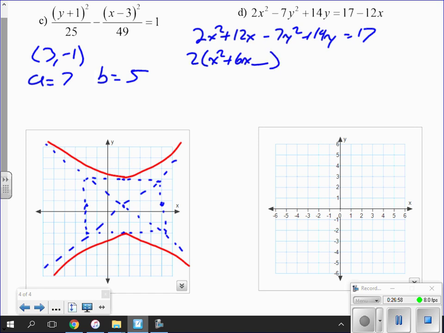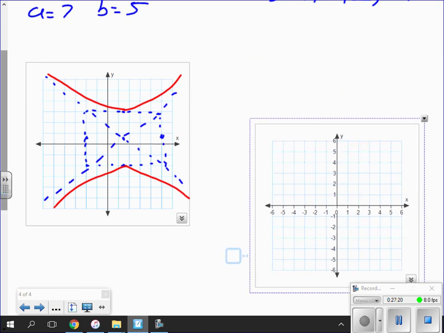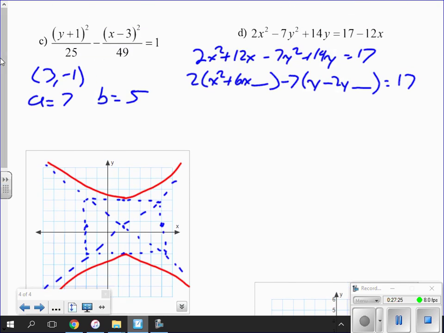And then what am I going to factor out of my y's? A negative 7, because I want positive y squares. Negative 7, y squared minus 2y blank equals 17. Just giving myself some room. Okay, now I need to complete the square, and this is where things can get tricky if you're not careful.